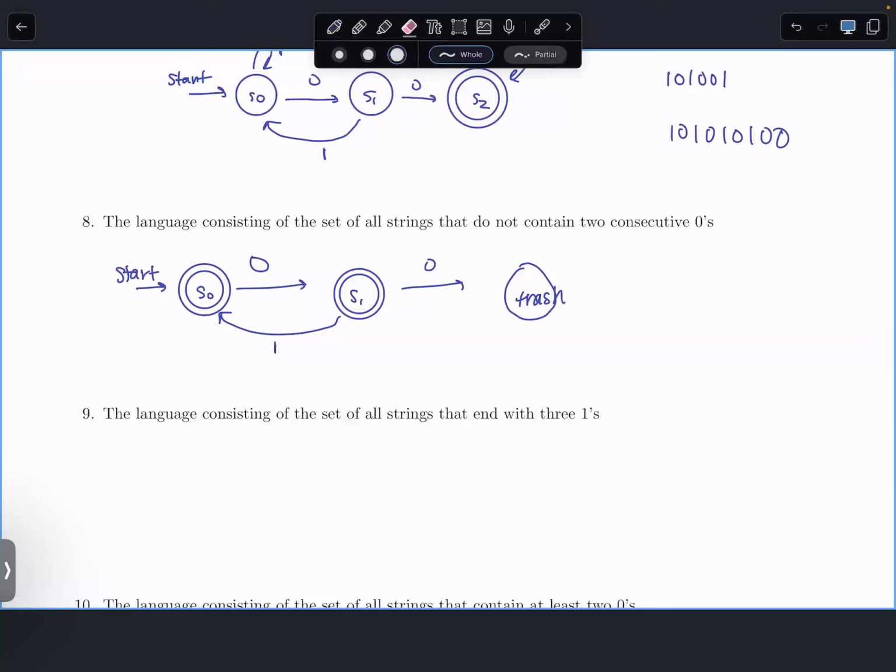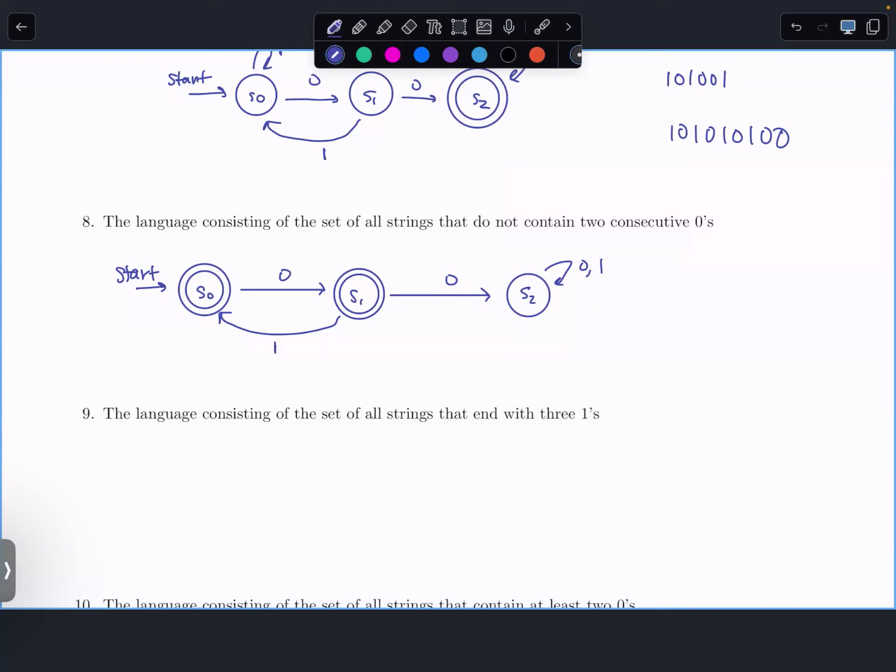So what happens then is, if you get those 2 zeros in a row, we're going to end up in the trash. So we're going to mark this one as our trash pile, S2. And we're going to stay there once we're there, because any string that got there will still have 2 consecutive zeros. So we're going to stay in the trash once we're there.